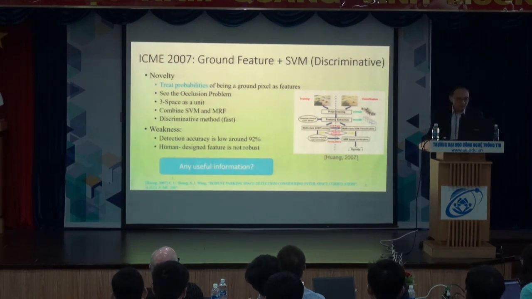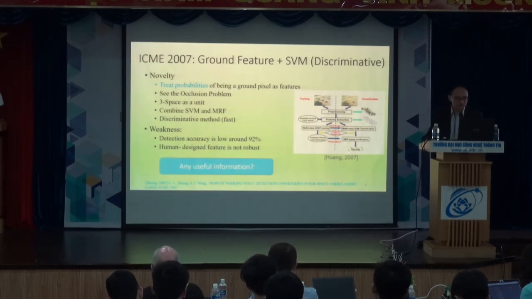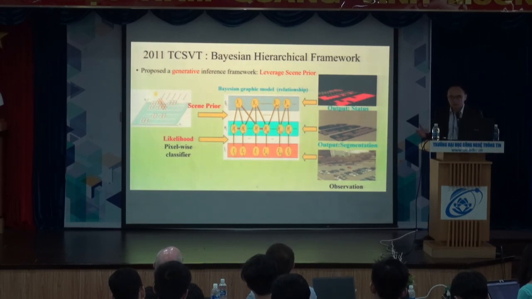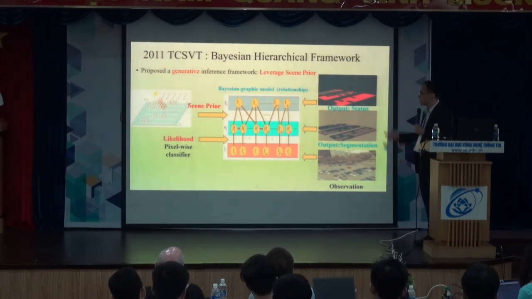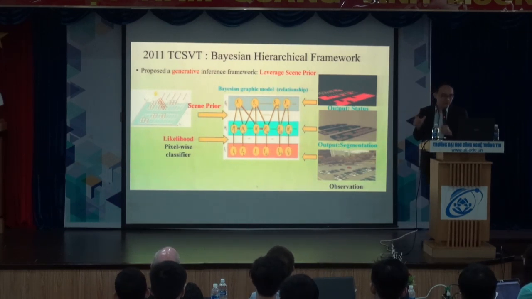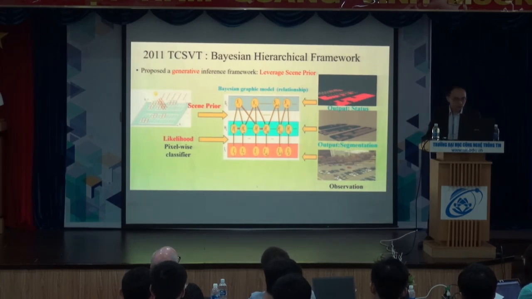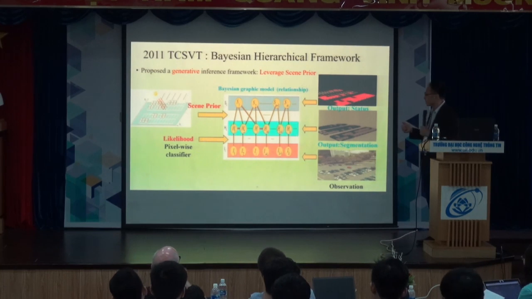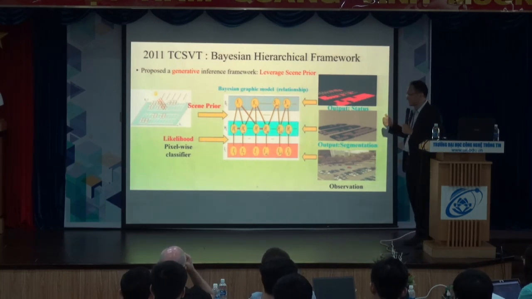So we began to think, is there any other useful information we can use, not just based on the machine learning tool, support vector machine? So in 2011, we published one paper in IEEE Transactions. We proposed a Bayesian hierarchical framework. So here you see the Bayesian, right? Bayesian means we have the prior and the likelihood. So the major contribution of this work is we try to leverage the scene prior.